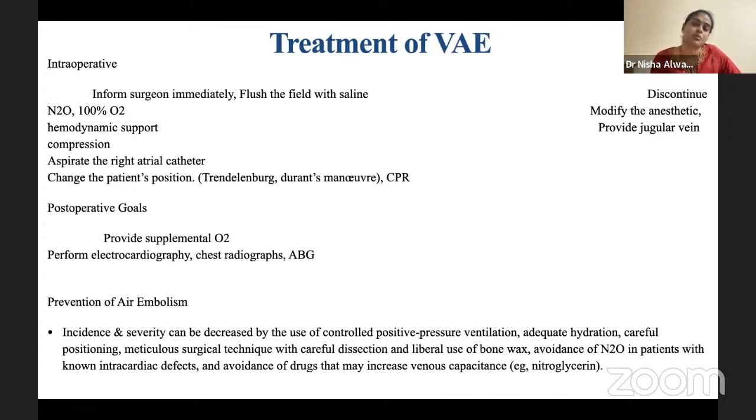So what happens is there's a possibility of expansion of this emboli, and so should you give it, please cut it off immediately and make it 100% oxygen. So inform the surgeon immediately. One has to flush the field with saline.